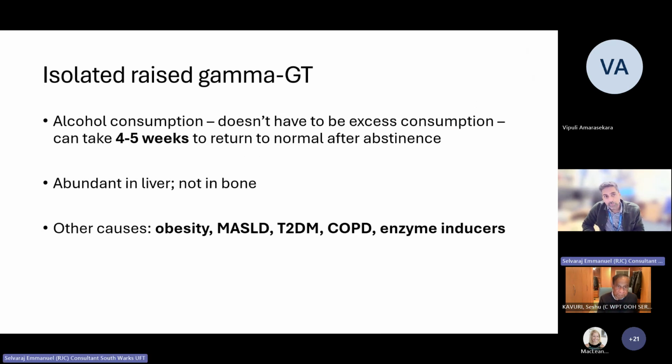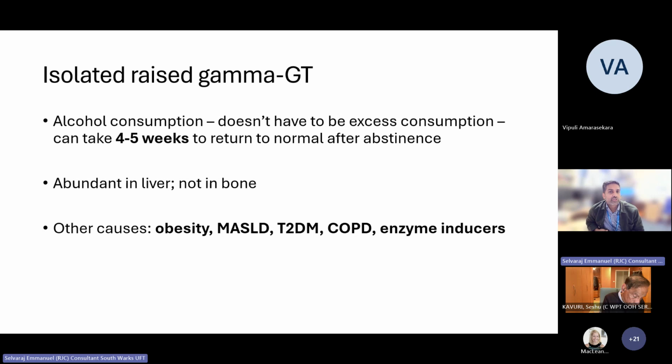Okay, so if I can move on to the next isolated LFT. So this is a raised gamma GT, which we all know is associated with alcohol consumption. But it's important to bear in mind it doesn't always have to be excess alcohol consumption. It can be moderately raised even with moderate alcohol consumption. And the key thing here is it can sometimes take up to 6 weeks for the gamma GT to normalize after complete abstinence because of the half-life of gamma GT.